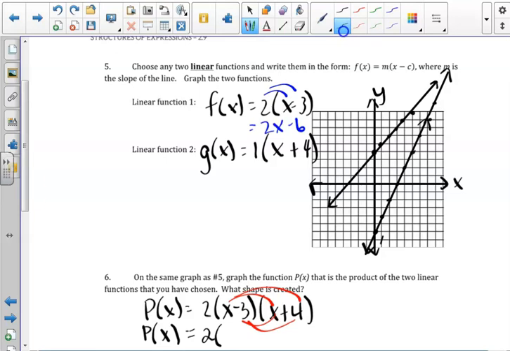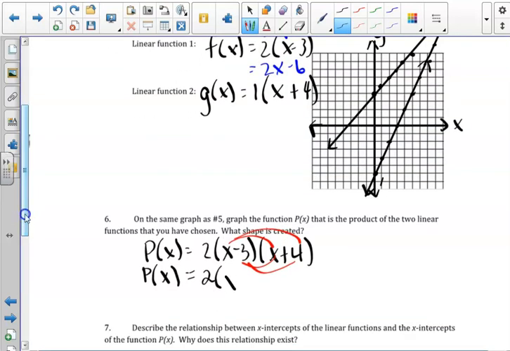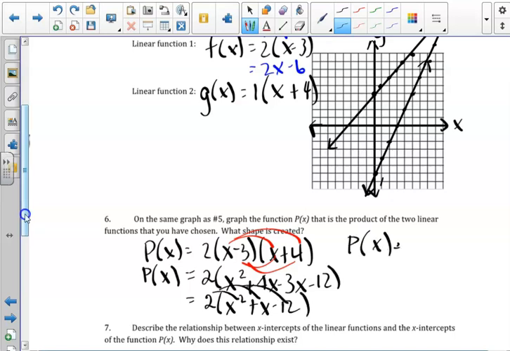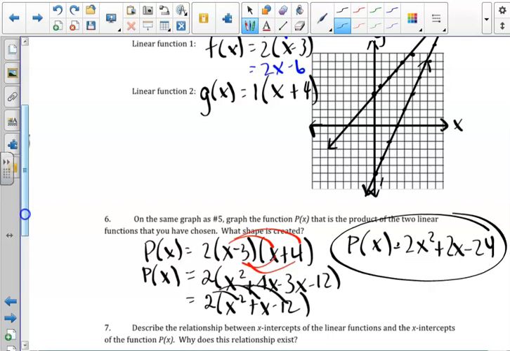the 2. So we would get x squared plus 4x minus 3x minus 12. When we combine like terms, we get x squared plus x minus 12, and then distribute the 2. So p of x would equal 2x squared plus 2x minus 24. And they ask us to graph this product on the same graph as above.